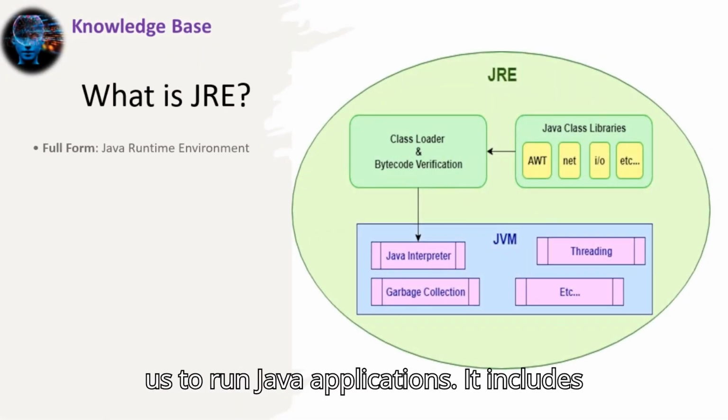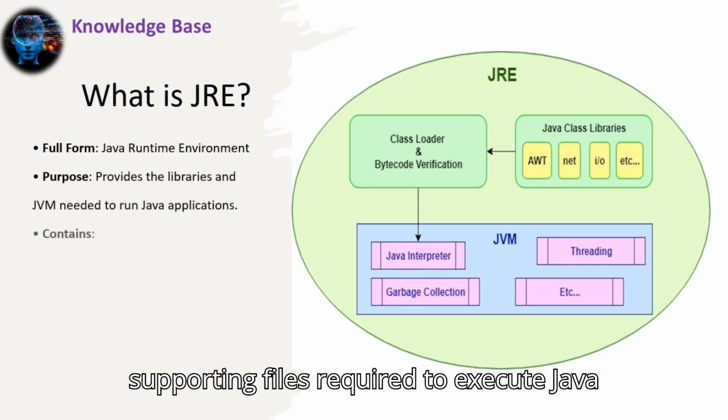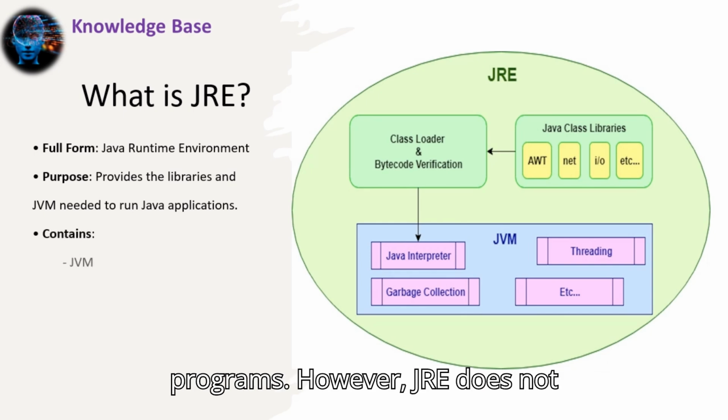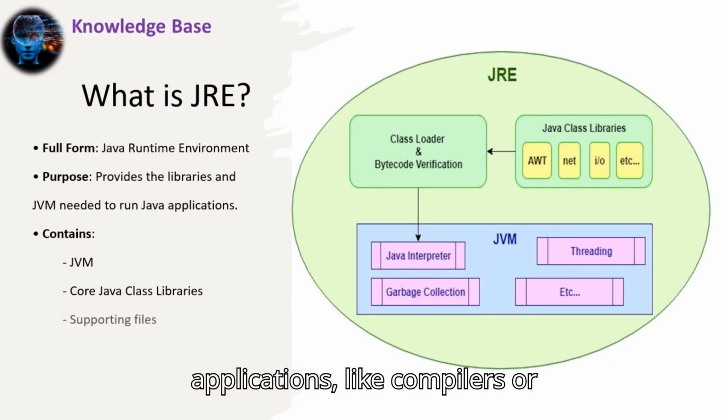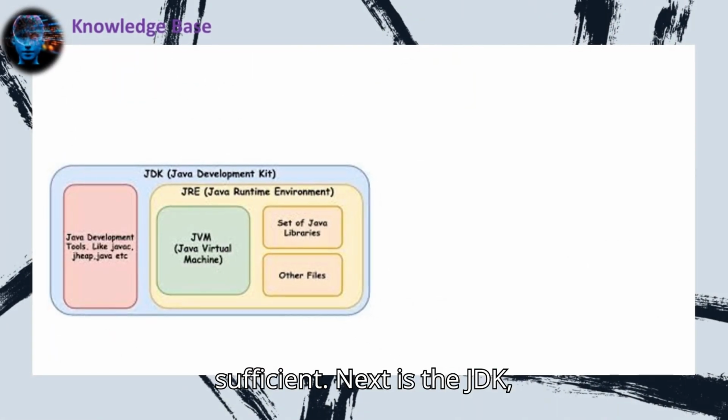Now moving on to the JRE, the Java Runtime Environment. JRE is what allows us to run Java applications. It includes the JVM and a set of libraries and supporting files required to execute Java programs. However, JRE does not include tools to develop Java applications, like compilers or debuggers. So, if you only want to run Java programs, JRE is sufficient.